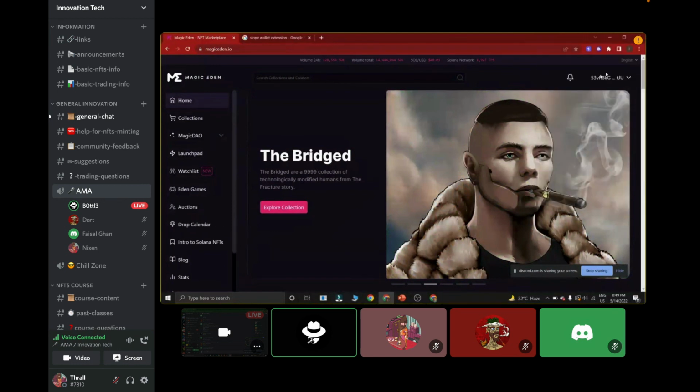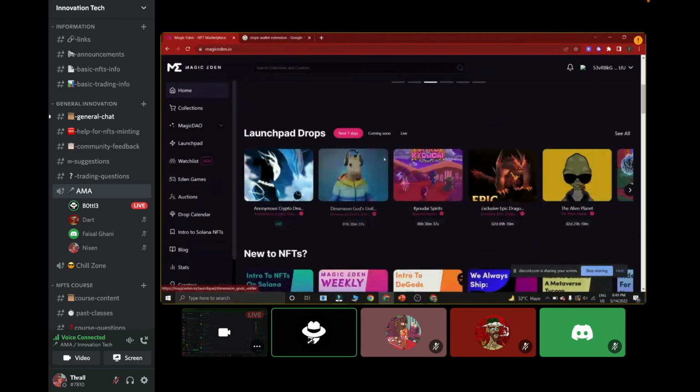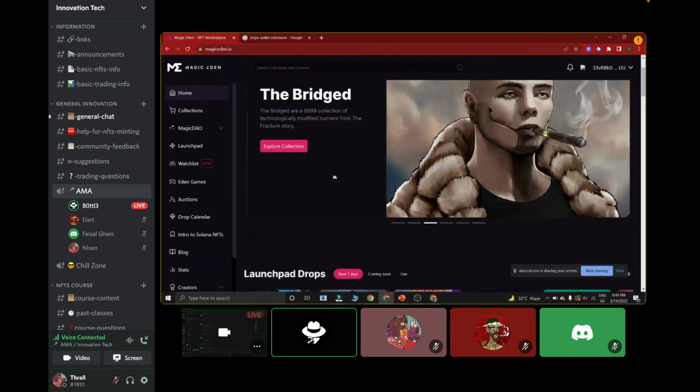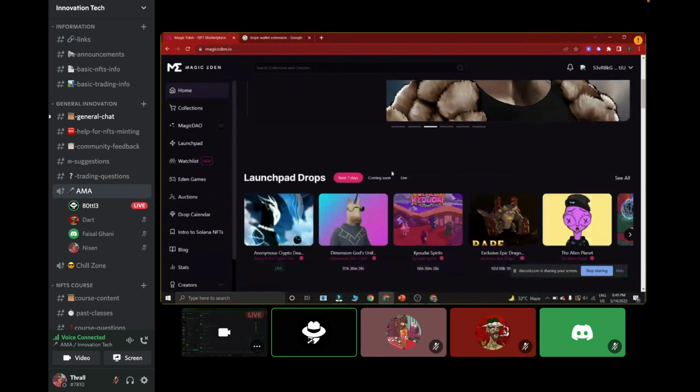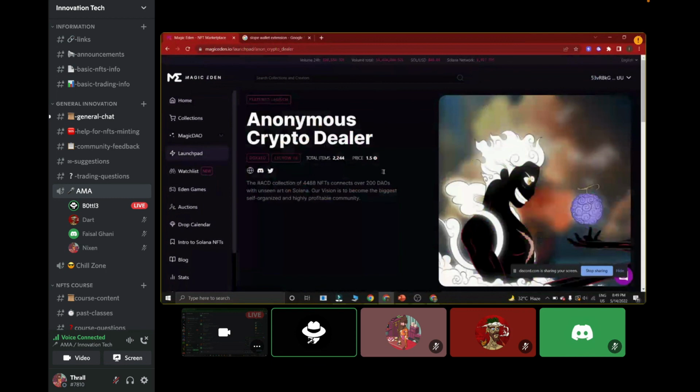I will click here on connect, and as you can see, my wallet is now connected to this Magic Eden trading platform. If I have Solana in my wallet right now, I can start trading NFTs. I can buy any NFT which I want, and I can even mint the NFT which is currently going on. So that's how you can start your trading with NFTs right now.